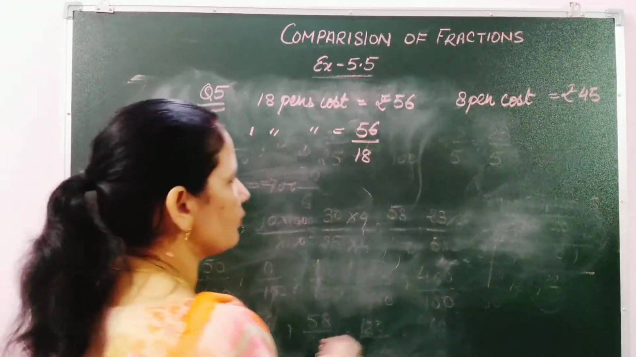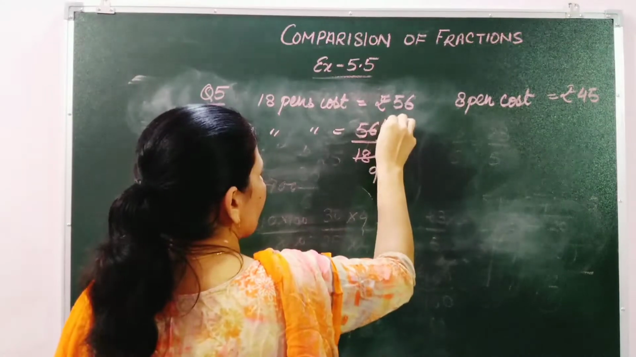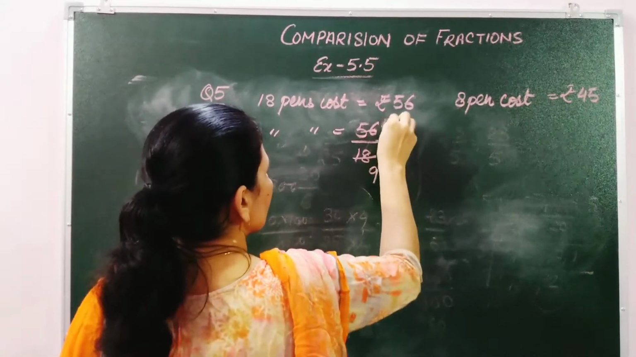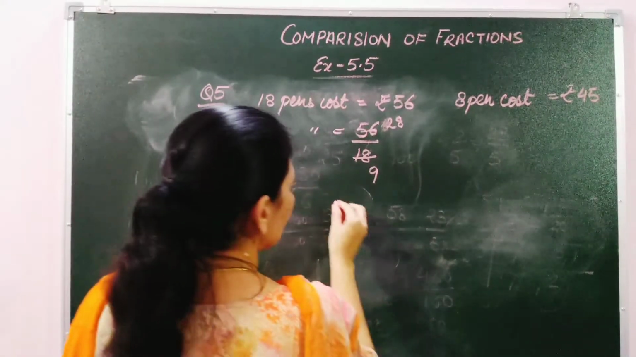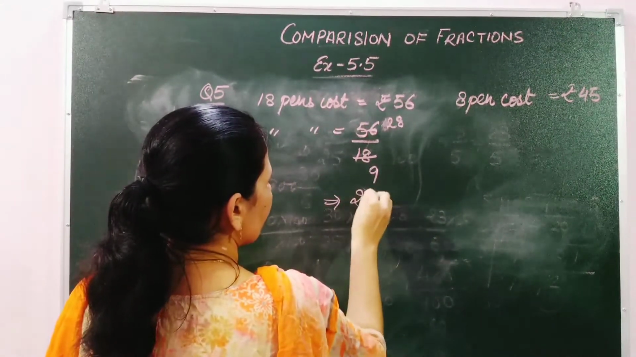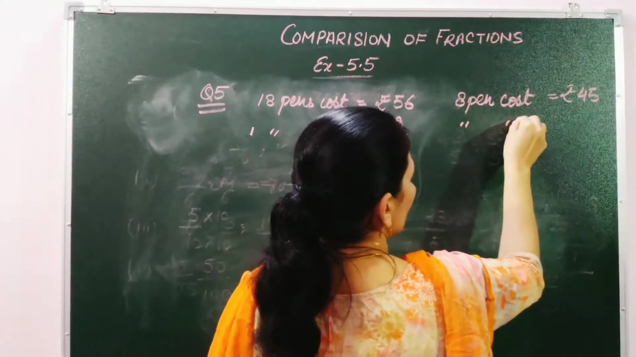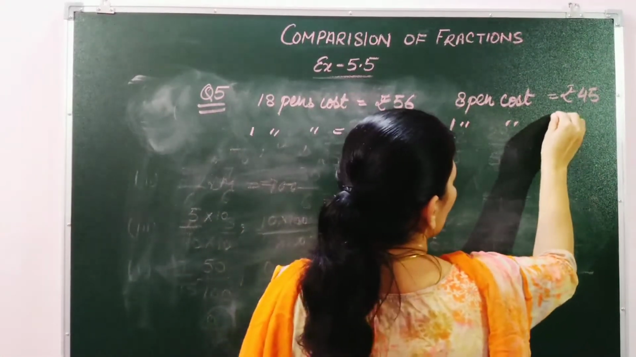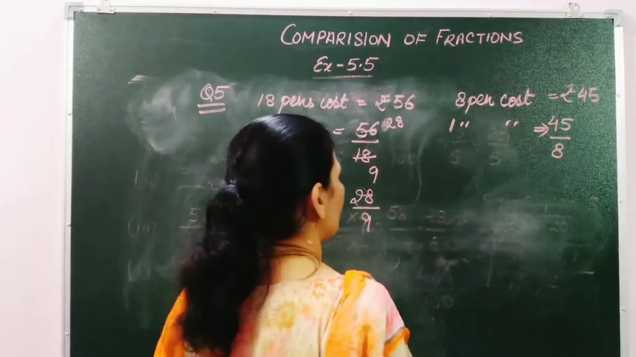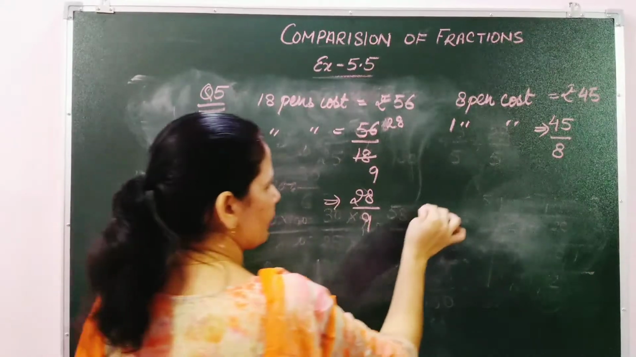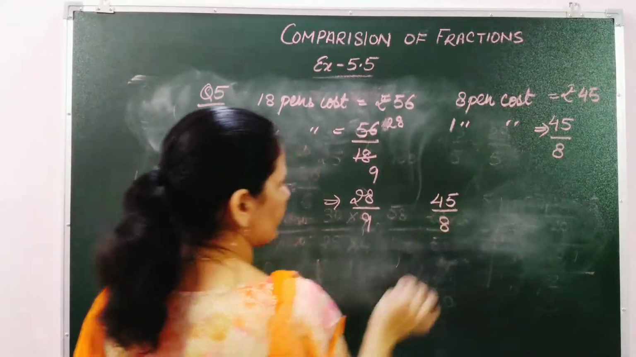By which number? First we try with 2. 2 9s are 18. 2 4s are 8. Sorry, 2 2s are 4. And 2 8s are 16. Then after, is it possible to cancel by any number? No. From here we get 28 by 9, the cost of 1 pen. If we find here the cost of 1 pen, 45 by 8, is it possible to divide by any number? No. So the 1 pen cost is 28 by 9 and the other pen cost is 45 by 8.